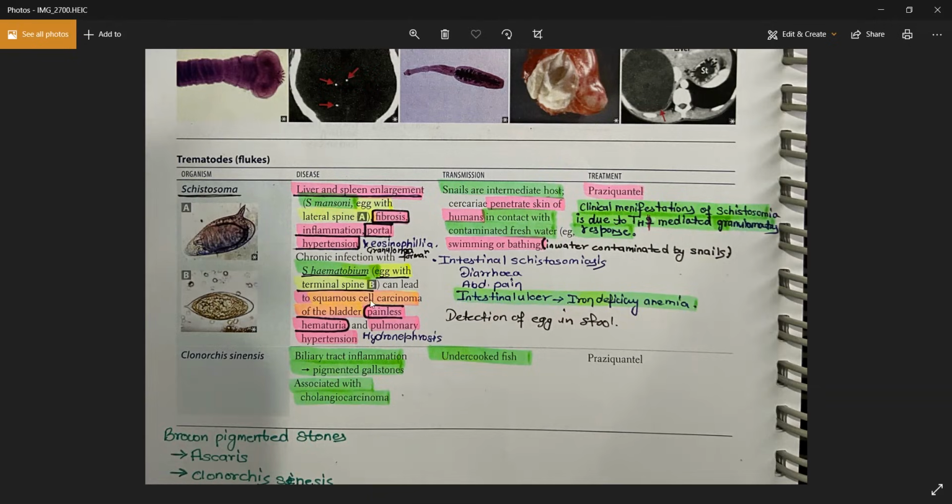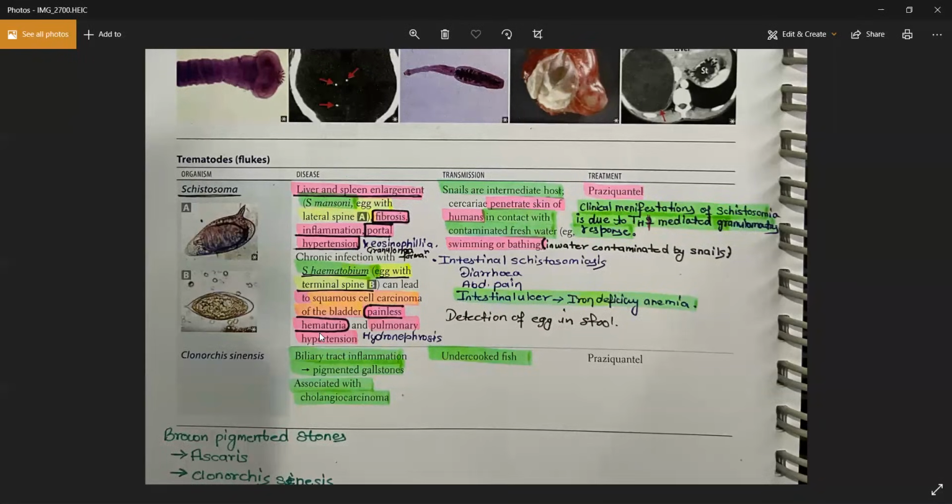Okay, and for the Schistosoma haematobium, you will get the bladder involvement. You will get the squamous cell carcinoma of the bladder. Very important. The only thing that you need to remember is the squamous cell carcinoma of the bladder. And for that, you will get a terminal hematuria. At the end of the urination, you will get the blood. Very important.